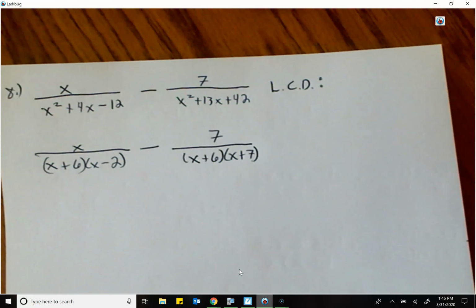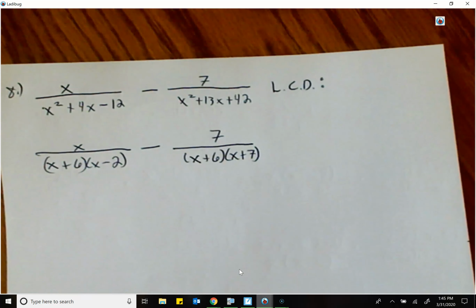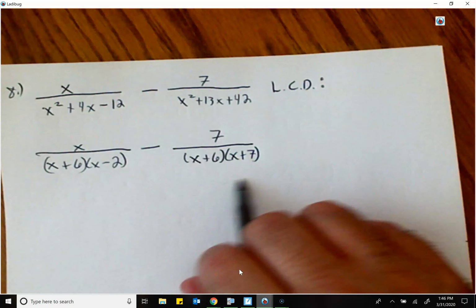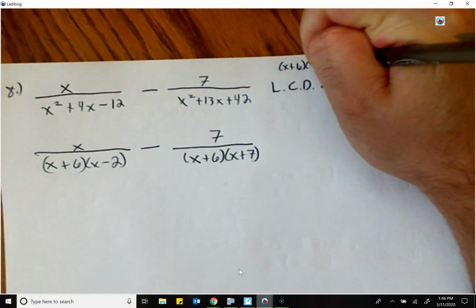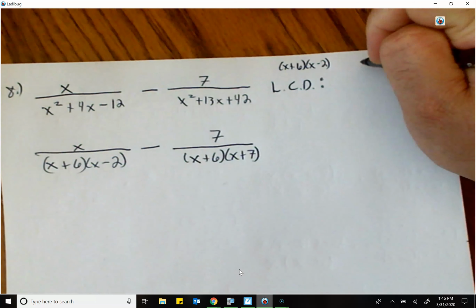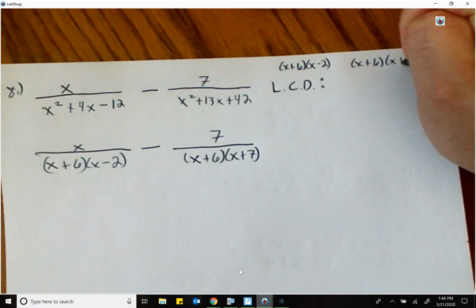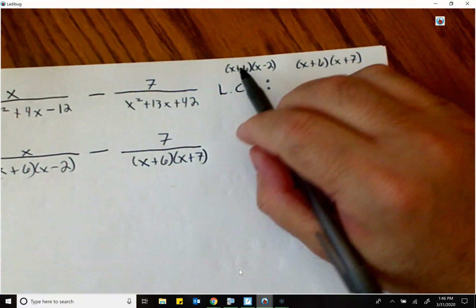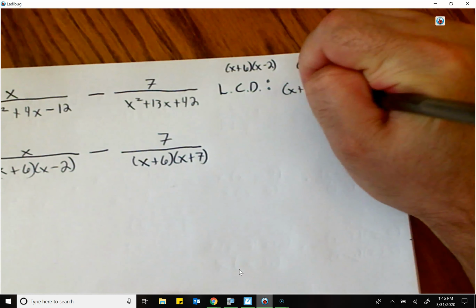Okay? So usually when I talk about the LCD, what I tell my classes is that it's made up of all of the denominators. So I have a denominator of x plus 6, x minus 2, and I've got a denominator of x plus 6, x plus 7. So in my classes, I tell them to write down the first denominator because it has to be made up of it.